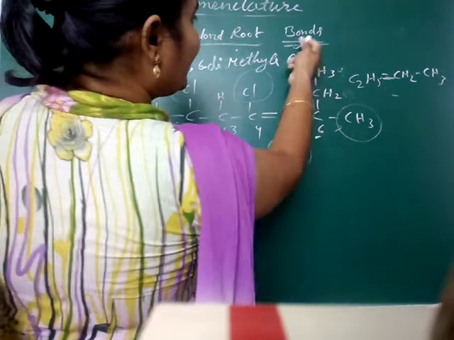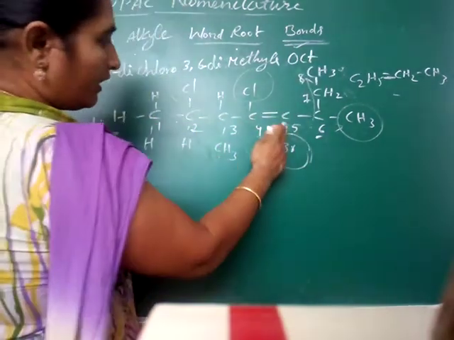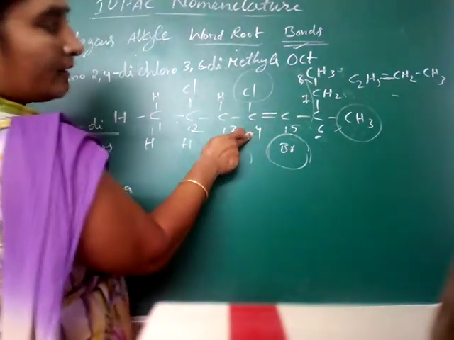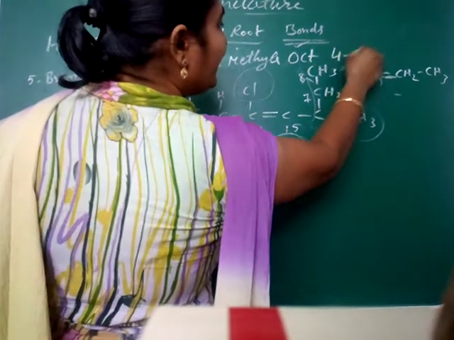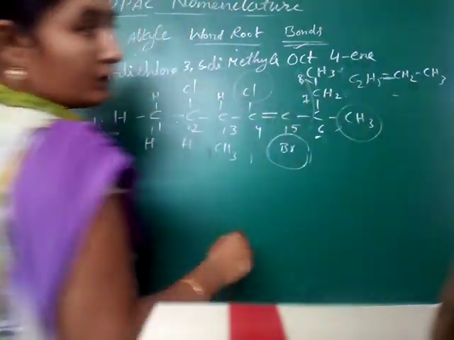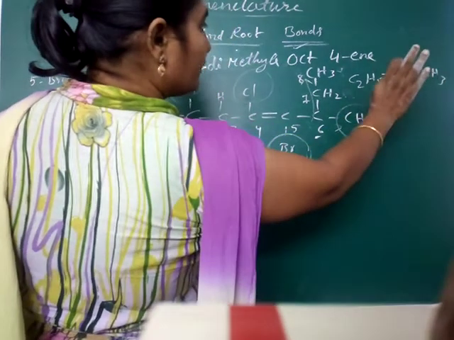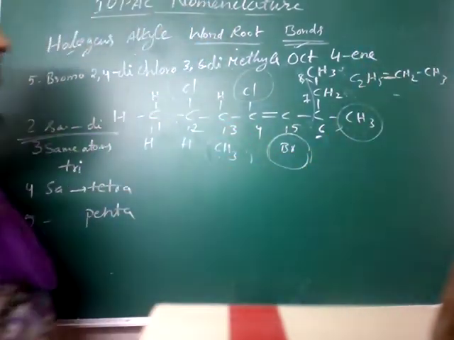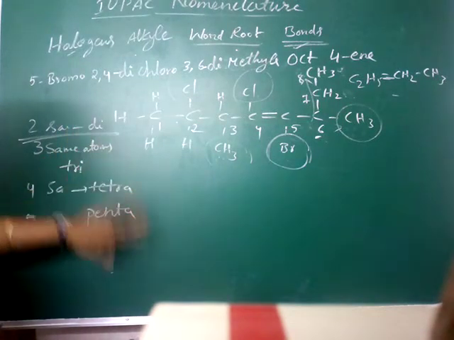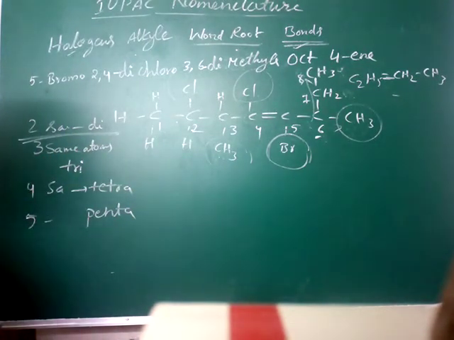And if there are any bonds, yes, there is a bond on the 4th carbon. That's why 4-ene. And then after, there are no functional groups. That's why you can leave that. 4-ene. This is the name of this carbon compound. Do you understand? Very simple, this one.